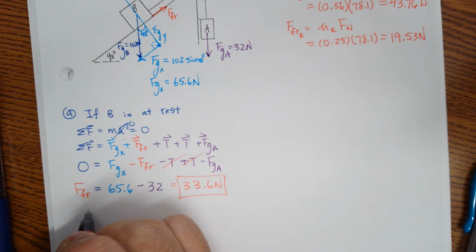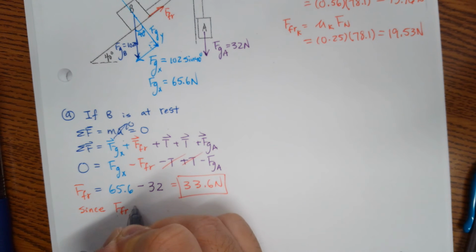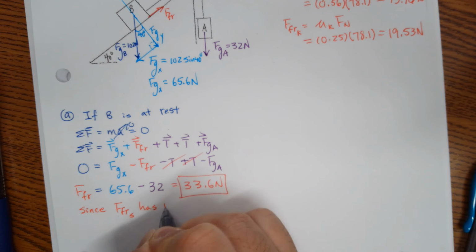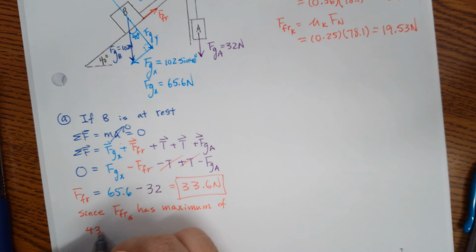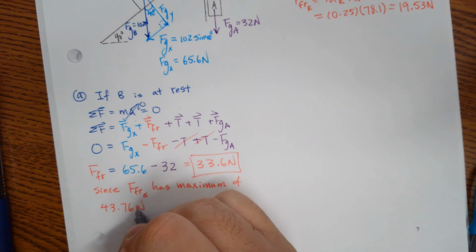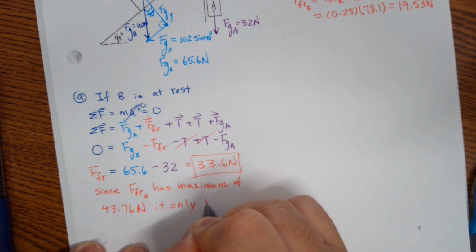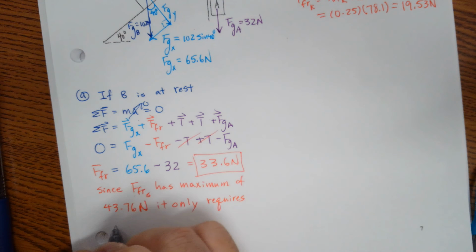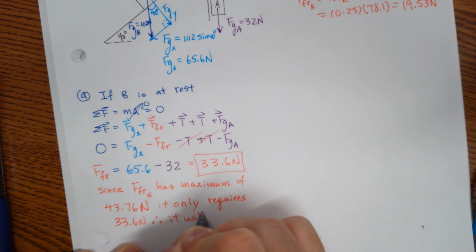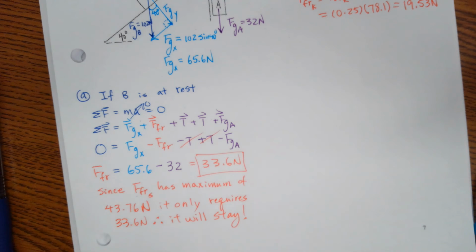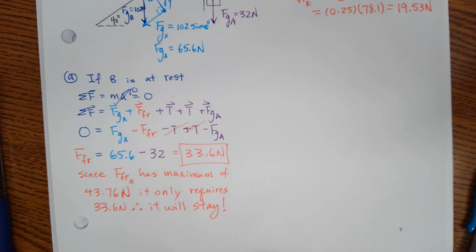Well, I definitely have that, because my calculated maximum value of static friction is 43. Since the maximum static friction is 43.76 newtons, and it only requires 33.6 newtons, therefore it will stay. It does not move.